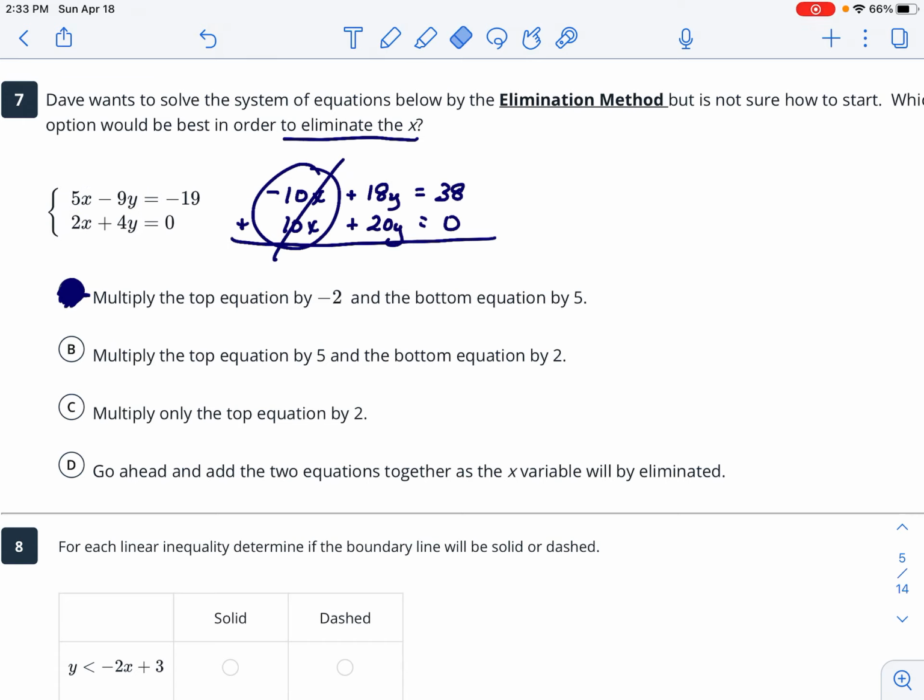Let's say you had tried part D first. It says go ahead and add the two equations together and the x will be eliminated. So if you tried that, wouldn't happen because 5x plus 2x is 7x, not 0 like what we are looking for. So because it wasn't 0, that is why D was not the answer. So if you get a question like this on your test, try it and see if it works.